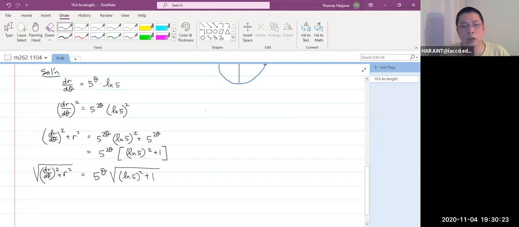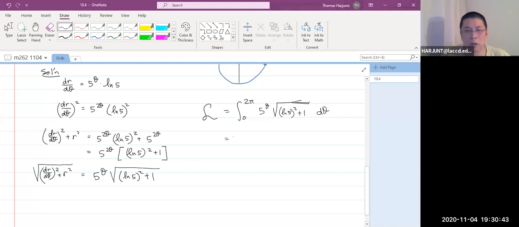So the arc length will then be the integral from 0 to 2 pi of 5 to the theta square root of natural log of 5 squared plus 1 d theta. But that's just a constant. I hope you remember. So this is square root of natural log of 5 squared plus 1 times the integral from 0 to 2 pi of 5 to the theta d theta. Now, I wonder if you remember how to integrate that.